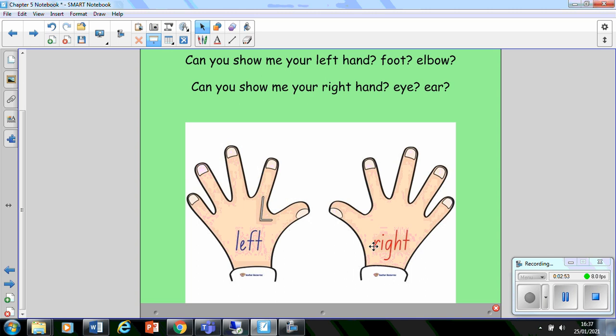So look at your hands and make sure that you can tell me which is your left and your right. Do this with your partner, so you're absolutely sure which is your left and your right. Once you've done that and come back, we will carry on.